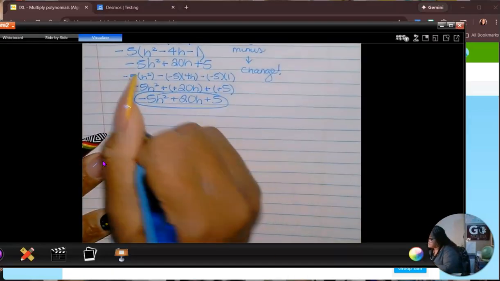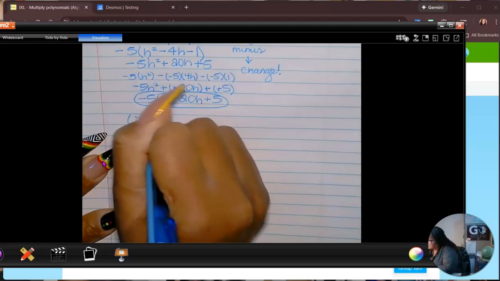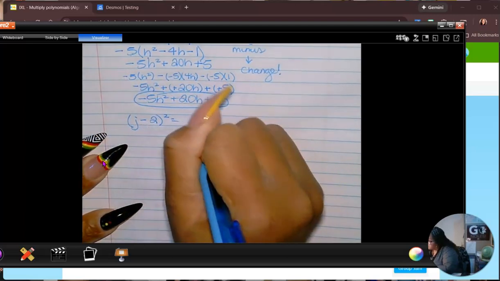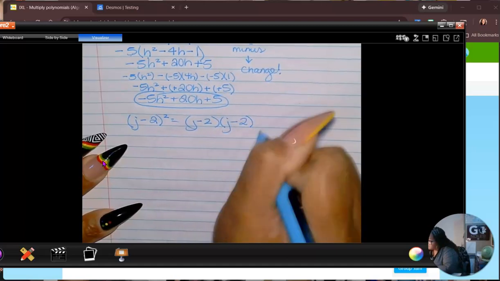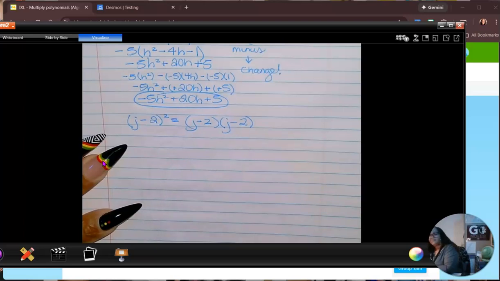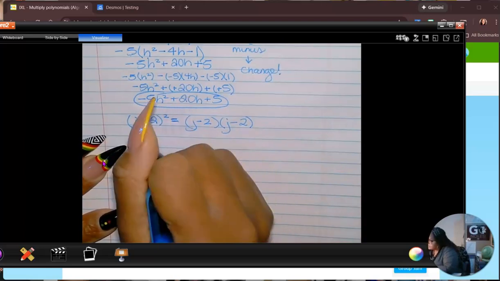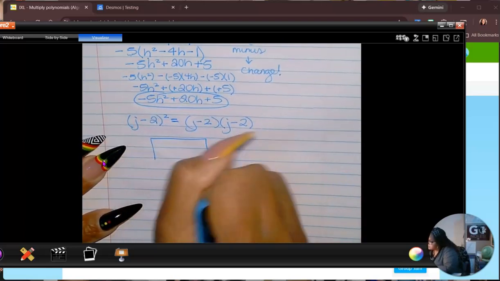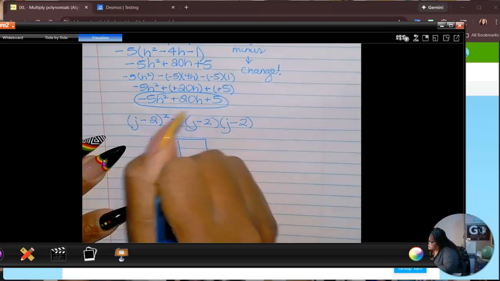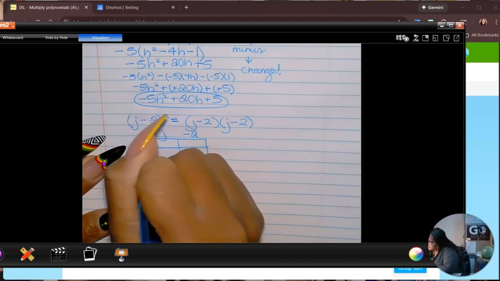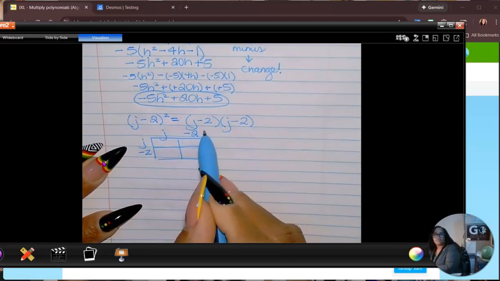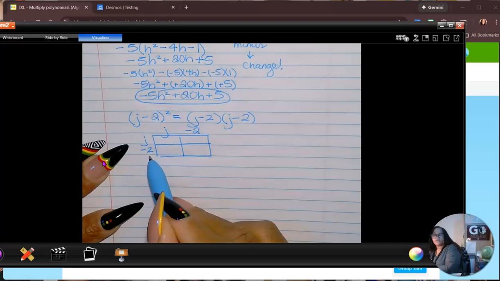Okay, j minus 2 to the second power. So that means I have j minus 2 squared, which is j minus 2 times j minus 2. So make your box and put a j and a negative 2 and a j and a negative 2. So go horizontally and then vertically.